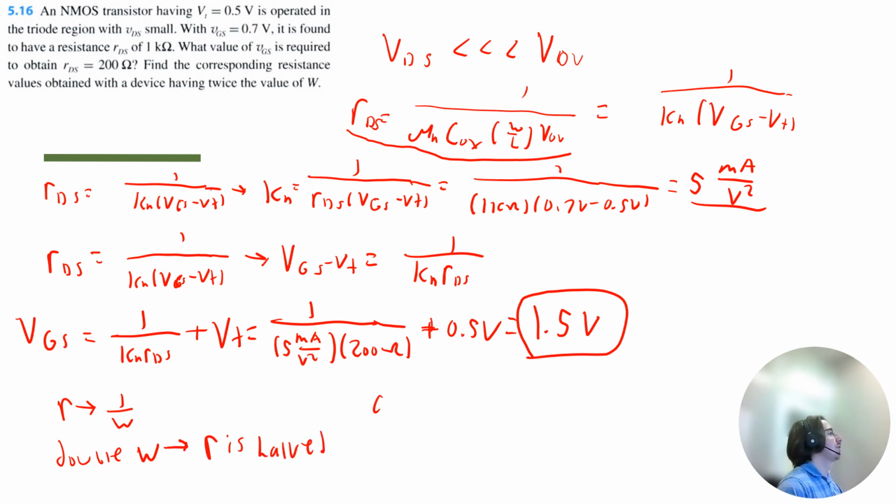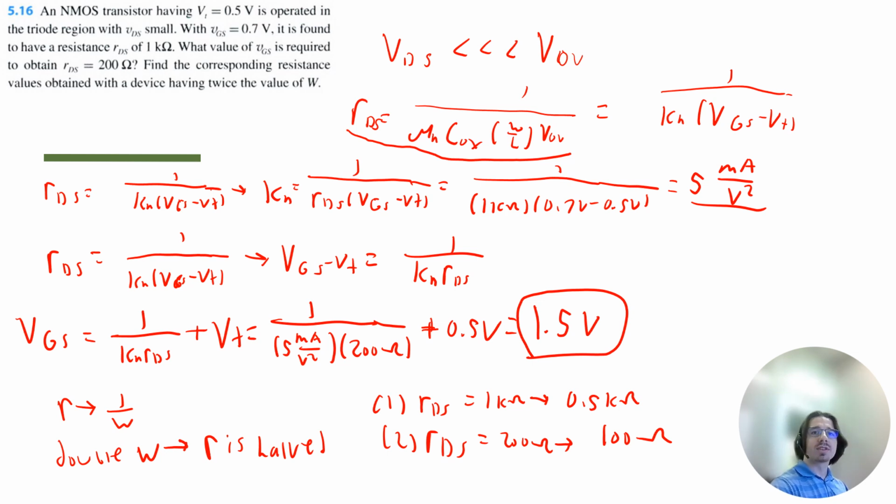So that means in this first case, when we had a resistance of 1 kilo ohm, it gets halved to 0.5 kilo ohms. And then in case 2, when RDS is 200 ohms, it gets halved to 100 ohms. So that solves the problem.